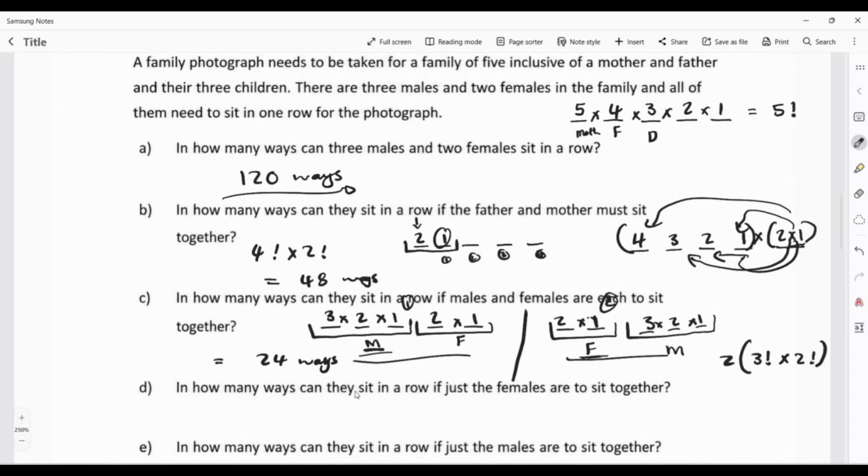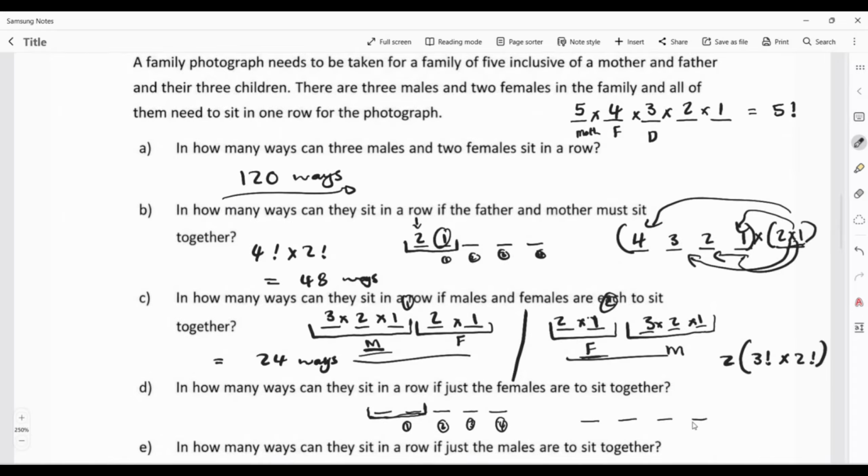Now they said, in how many ways can they sit in a row if the females are to sit together? In this case, females must sit together. So for the females to sit together, we're going to open our spaces again. This part of probability is very simple. You just have to be strategic in what you're doing. The females are to sit together. How many females? We have two females, which means I count this as a unit. I open 1, 2, 3, 4.